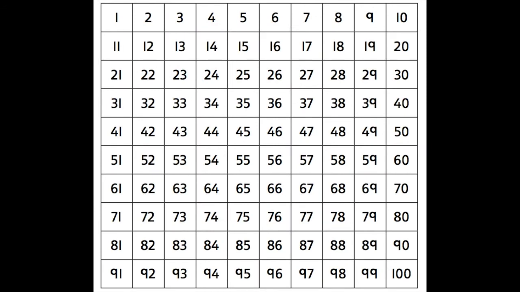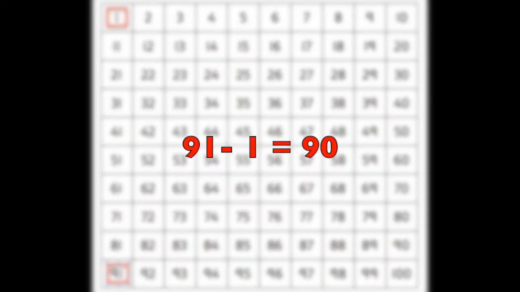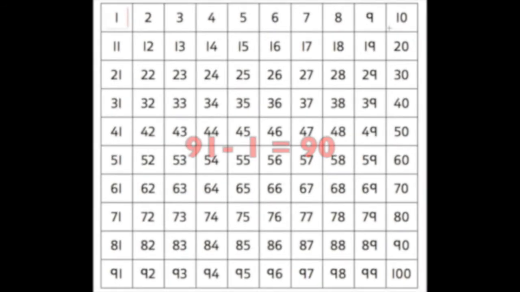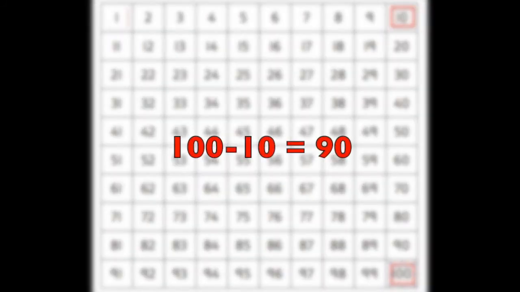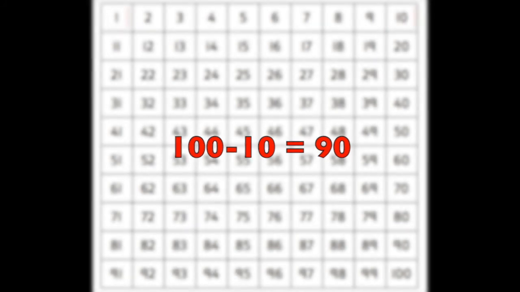Number 5, you could have looked at the corners. So if you looked at the top left corner and the bottom left corner, which was 1 and 91, you would notice that the difference between these numbers is 90. If you looked at the top right corner and the bottom right corner, which is 10 and 100, again, the difference is the exact same, it's 90.